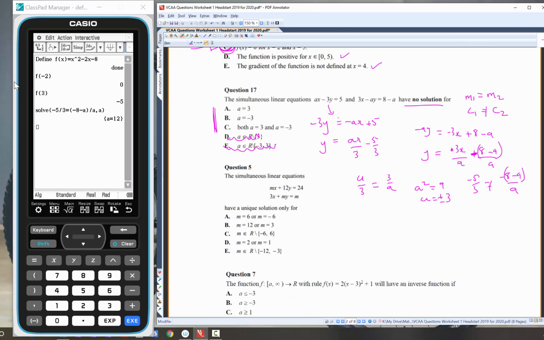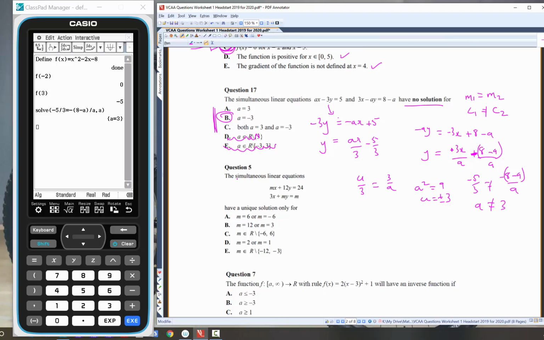whoops, over to the calc. And try it out now. We get a is equal to 3. So that means a not equal to 3, which if you sync it up with this means we rule out a equals positive 3, and so we're going to say a is equal to negative 3 on this one.